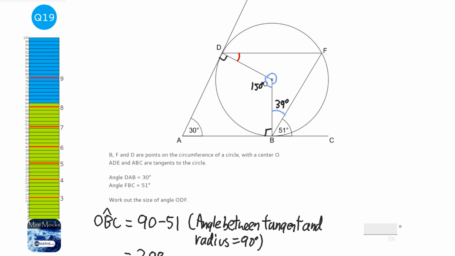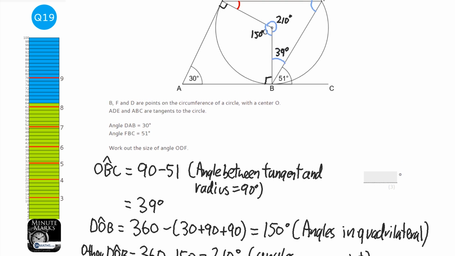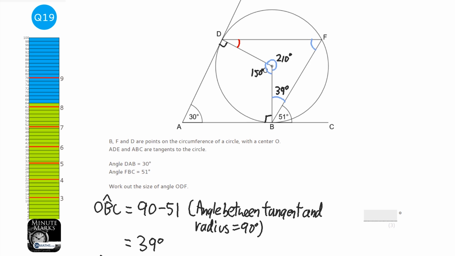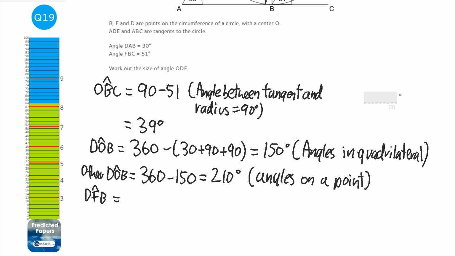Okay, so what are we up to next? Well, we can work out this angle here, and actually let's mark on the 210 as well, so we've got it all on our diagram. We can work out angle DFB. And this time we're using the circle theorem that says angle at the centre, which is the 150, is twice the angle at the circumference. So it's going to be 150 divided by 2, which is 75 degrees.